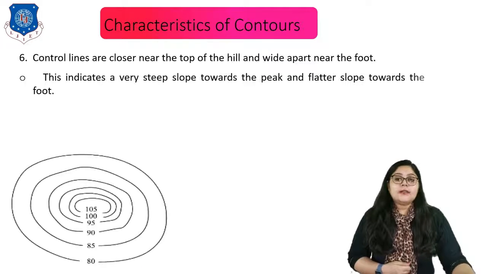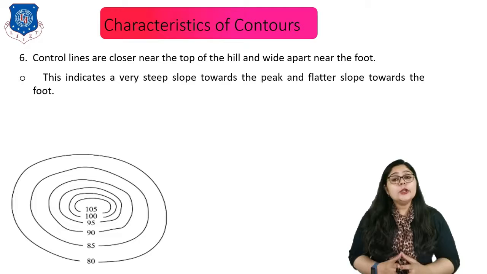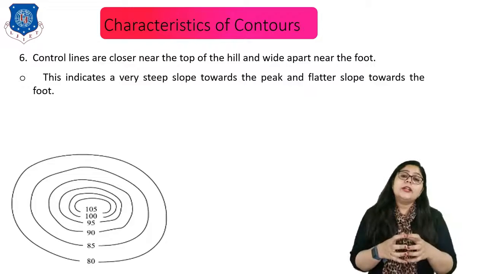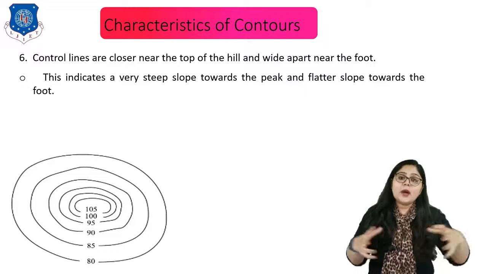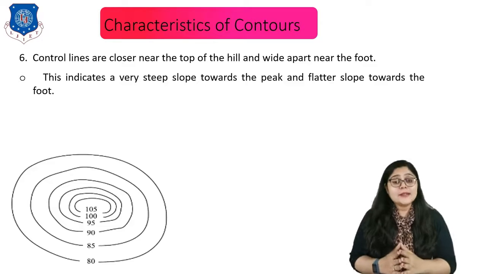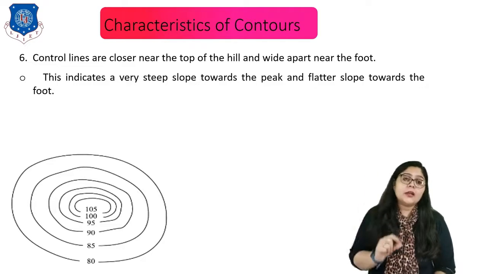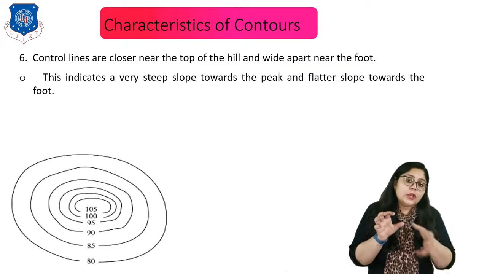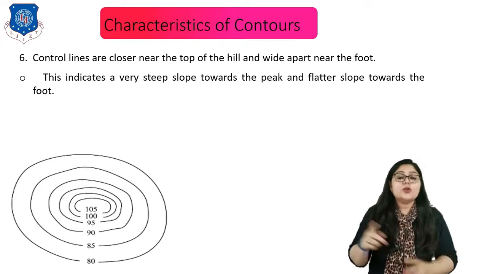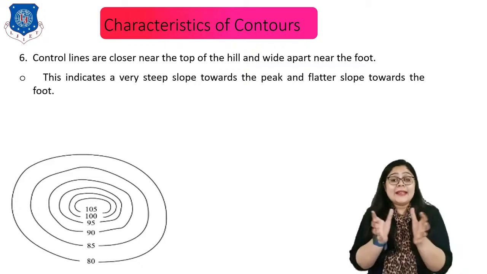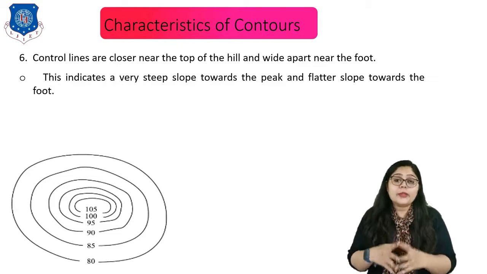Now the next characteristic says that contour lines are close near the top of the hill and wide apart near the foot. As I said, the slope is steeper at the peak, but when you go to the foot, it gets flatter. So here in this figure, you can see the lines are congested because the slope is steep there.